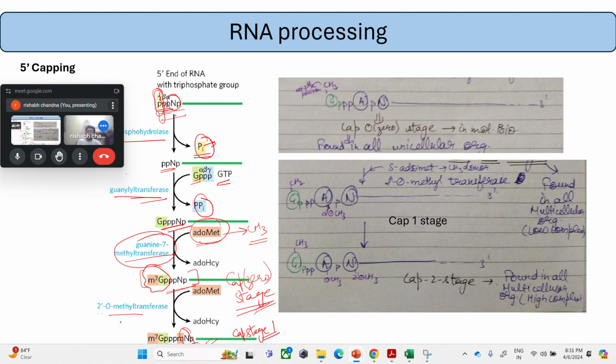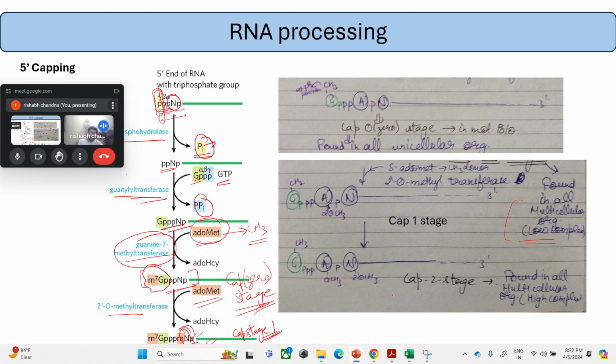Then we have the 2' O methyl transferase that uses the EDOMET again and donates a methyl group to the first base. So this depends upon the complexity of the organism. As the complexity increases, this methylation also increases based upon the multicellularity of the organism. So now the first base is also methylated at the 2' OH, so that it is not attracted to the RNAs, and this is called cap stage 1. So this is present in multicellular organisms that have low complexity.